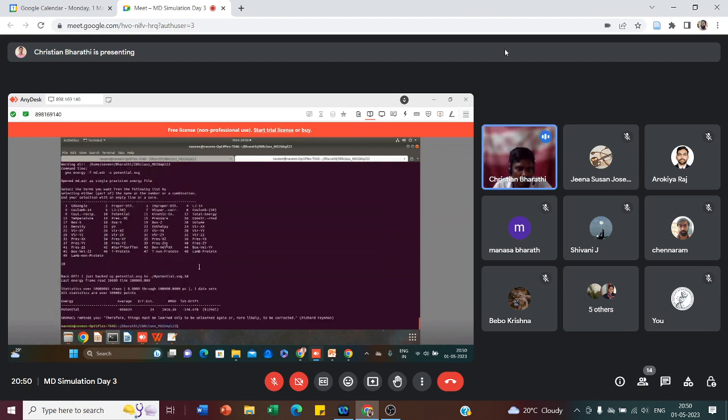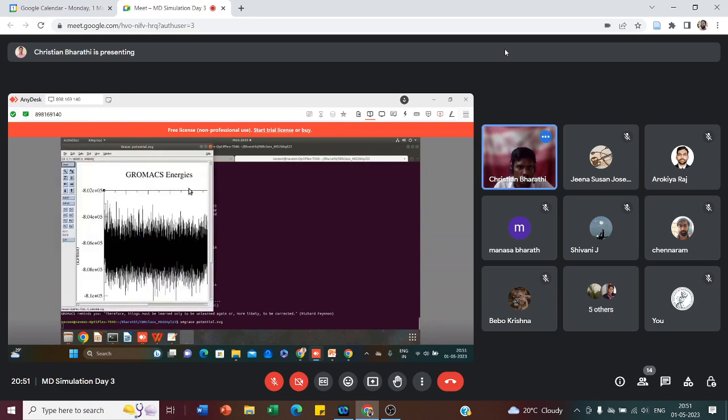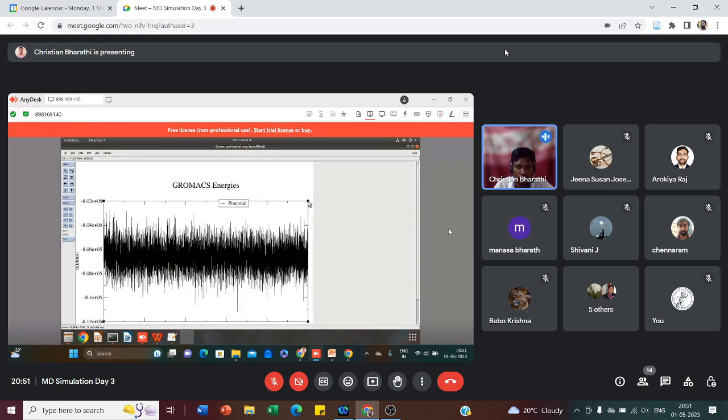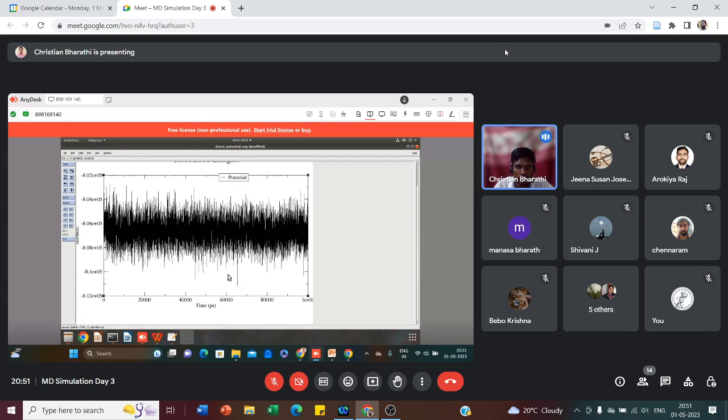Okay, so we calculated potential of this. Okay, so these things can be calculated. Now I'll show the output files. Now this potential is for 100 nanosecond.